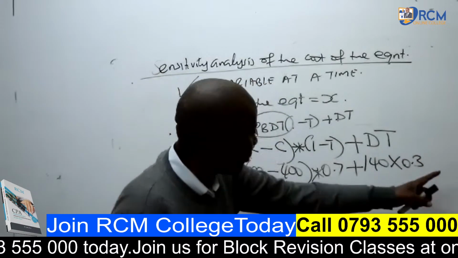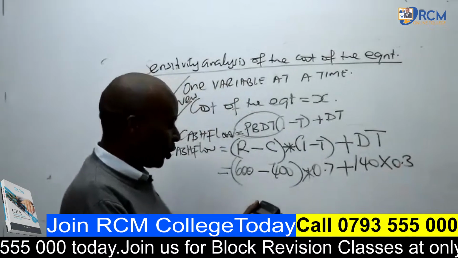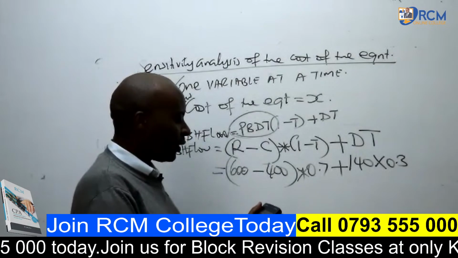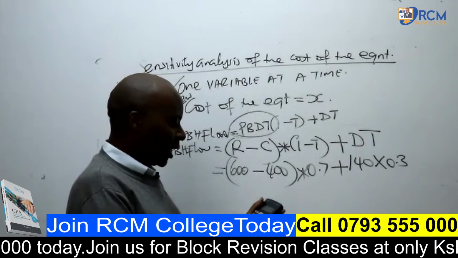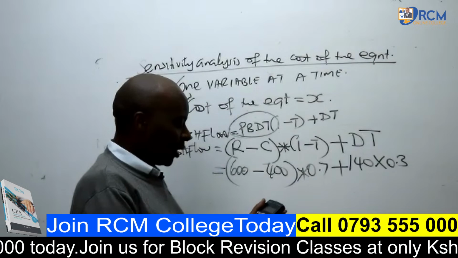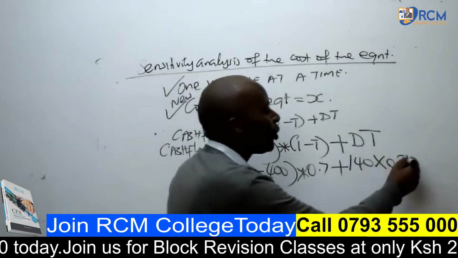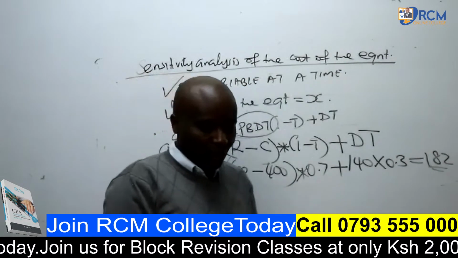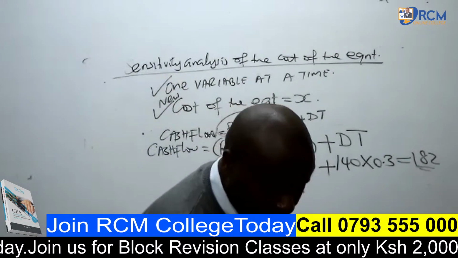So could you kindly multiply this for us? What do we have there? 600 minus 400 times 0.7 plus 140 times 0.3 equals. You'll be able to see we shall get 182. So we have there 182.